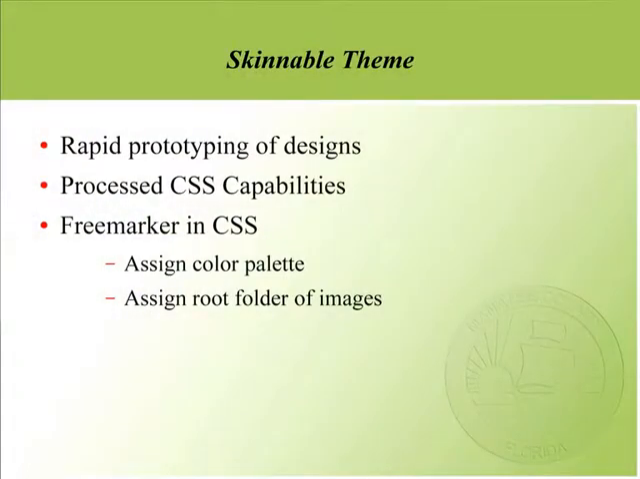So we used the process CSS capabilities of Magnolia to add a few Freemarker variables to the top of the style sheet, and by passing in a variable, we were able to change the color palette and the DMS root folder of the background images. Using this technique, we're not only able to quickly prototype a new design, but also demonstrate it for our stakeholders throughout the site.